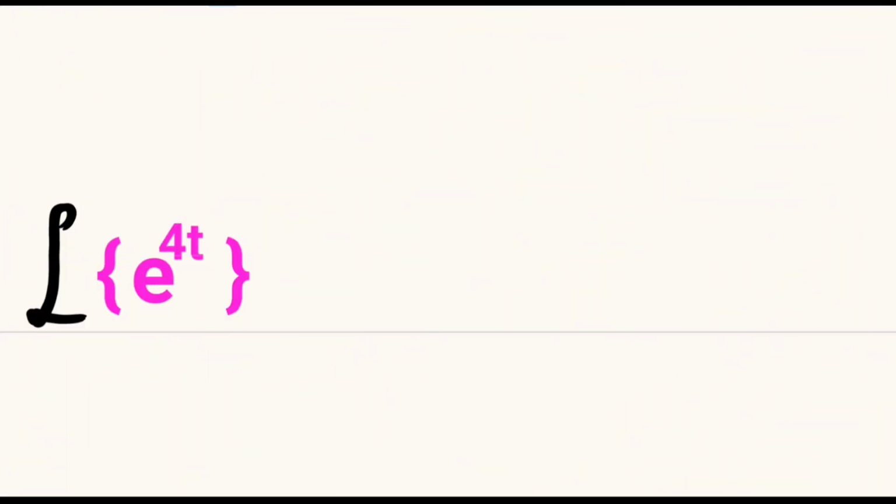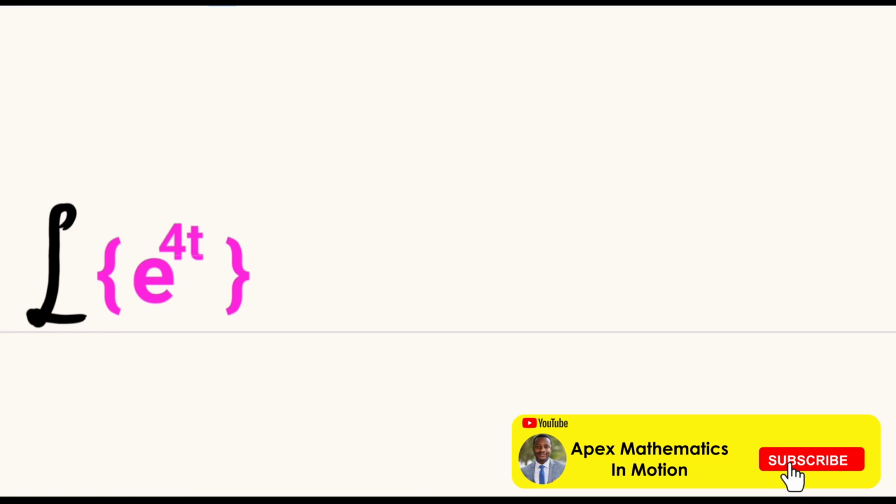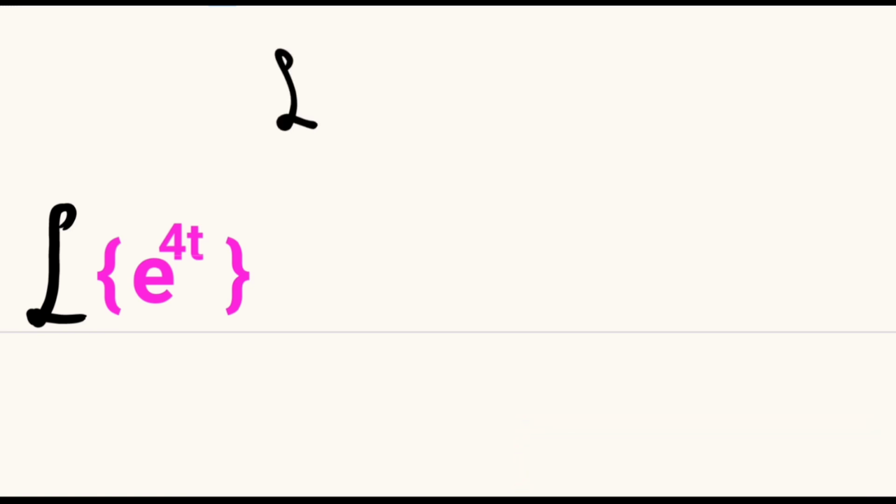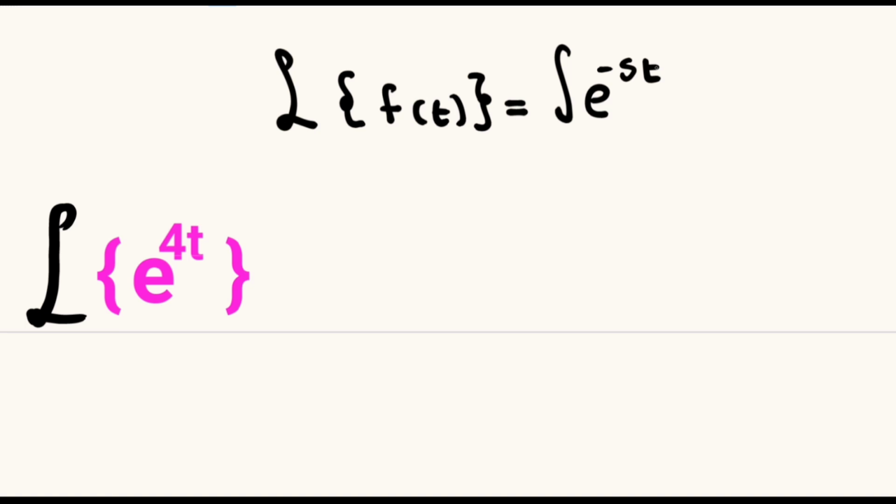For our first question, we have to determine the Laplace transform of e raised to the power 4t using the first principle. So let's reintroduce again the formula for first principle. So we have the Laplace of the function f of t, which is equal to the integral of e raised to the power negative st multiplied by the function f of t, and our integral is with respect to t, and it's from 0 to infinity.